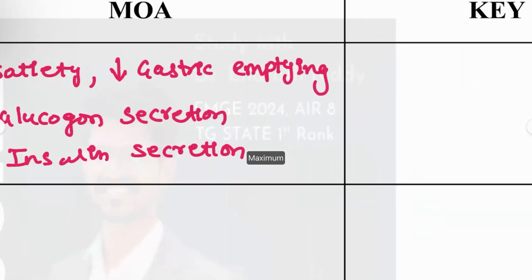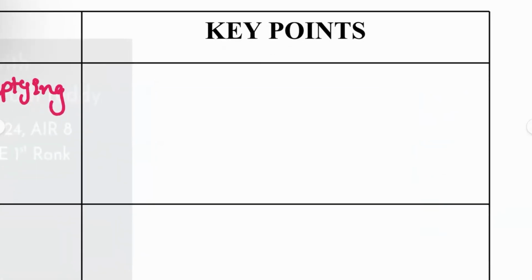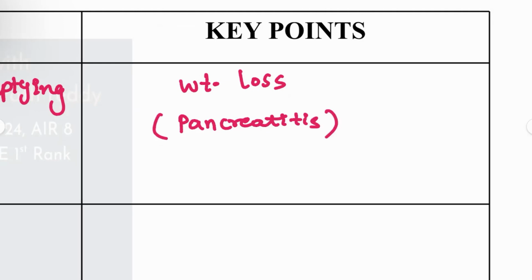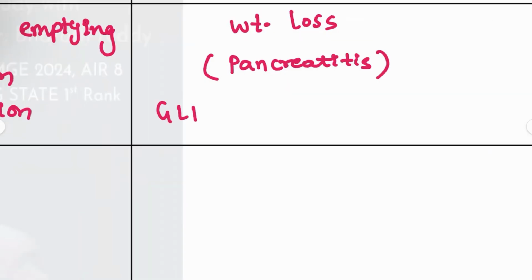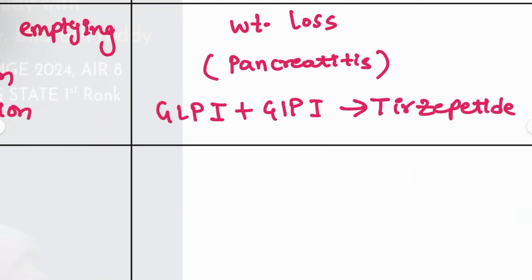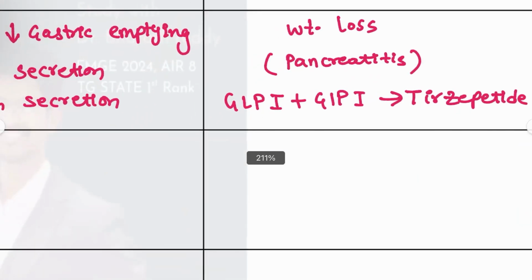And next, what are the key points that we have to take note of about GLP-1? These are the best drugs for weight loss, and these can cause pancreatitis in the patients, a high risk, because the incretin function is seen in the intestines. We have a special drug in the market, a GLP-1 and GIP combination drug, that is tirzepatide. This is used for weight loss and diabetes mellitus.